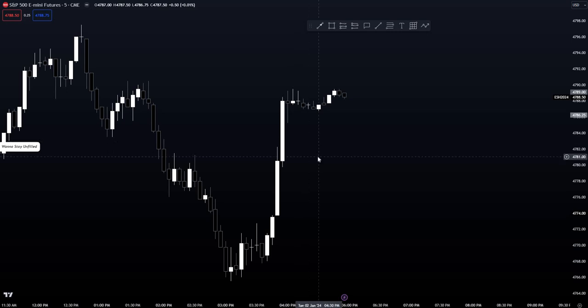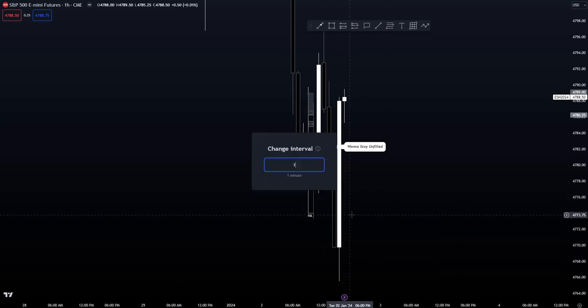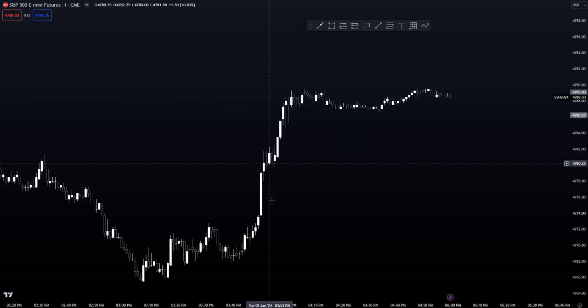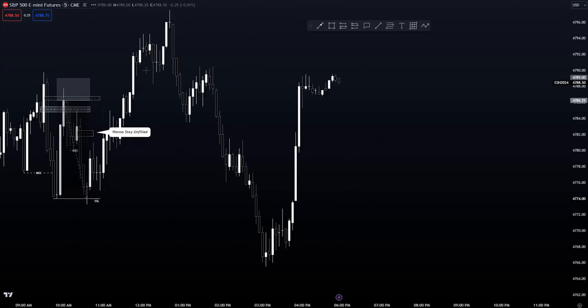And then say we go to the 1 hour time frame. Every 1 hour a new candle forms. We go to the 1 minute, every 1 minute a new candle forms. And that is how time intervals work, otherwise known as time frames.